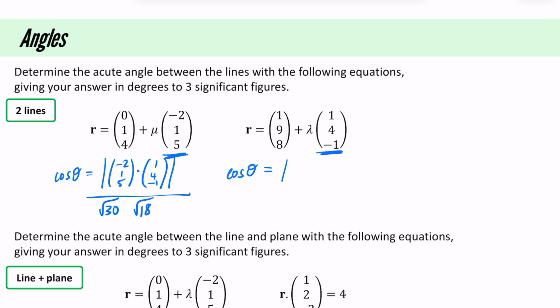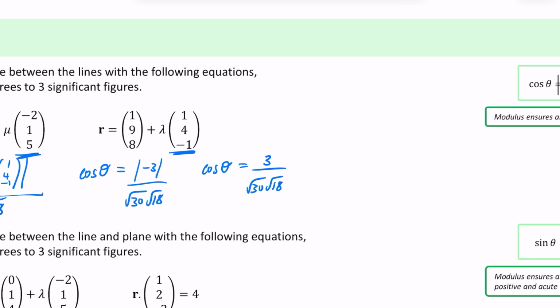So the numerator is going to be the dot product of these things. There's going to be a -2, then a 4, and then a -5. That's multiplying these and adding them together. And that comes to -3. And I've got those modulus signs around it. I'm not even going to bother simplifying this because it's all going to go in the calculator. So when I take the magnitude of that numerator, it's 3 over root 30 root 18. And my last stage is literally just to do the inverse cos of this. So it's 3 divided by root 30 and root 18. I'll do the inverse cos of this, and theta is 82.6 degrees to 3 significant figures, okay?